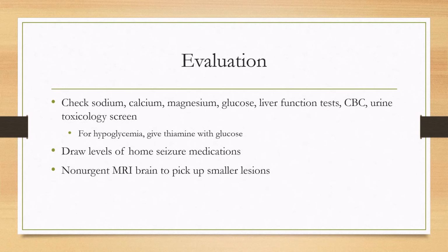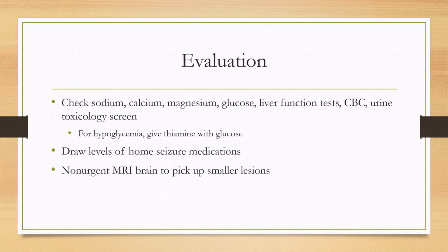Other parts of the evaluation include checking for metabolic abnormalities, including sodium, calcium, magnesium, or glucose derangements. If glucose is low, thiamine is given with the glucose. Liver function tests are important. This can change which medication you give. CBC is also important because you may be concerned for infection, and a urine tox screen is important because some medications, or rather drugs, such as sympathomimetics, can cause seizures.